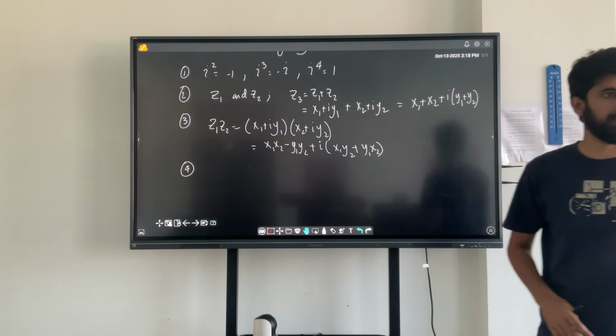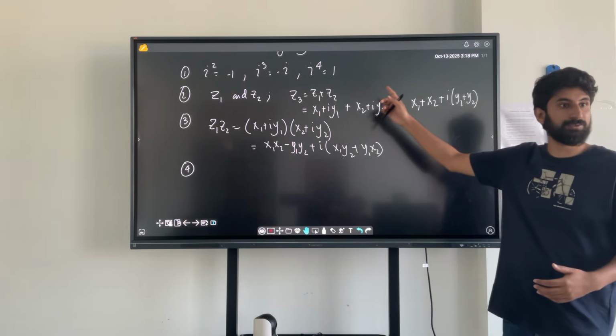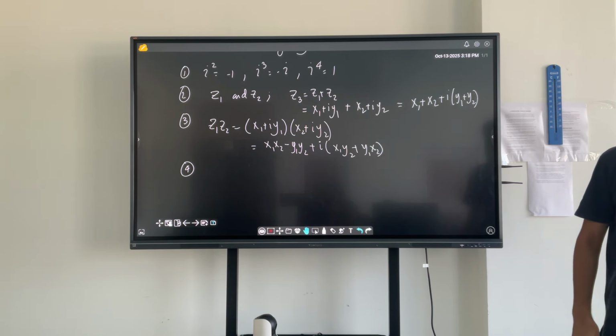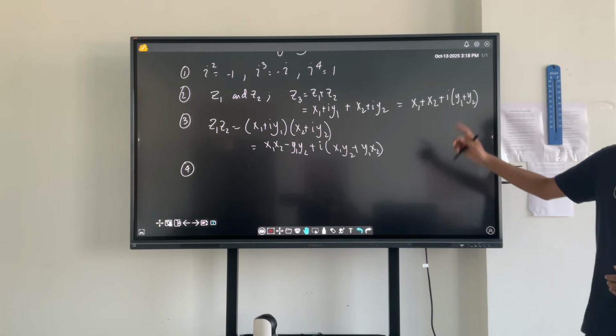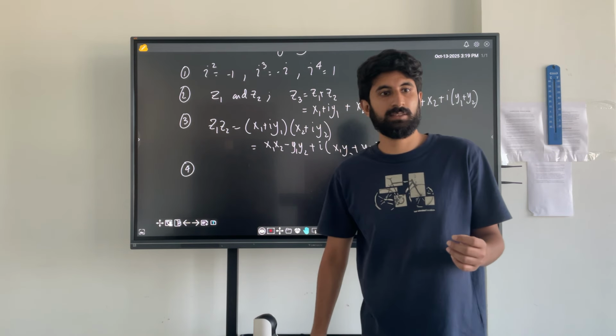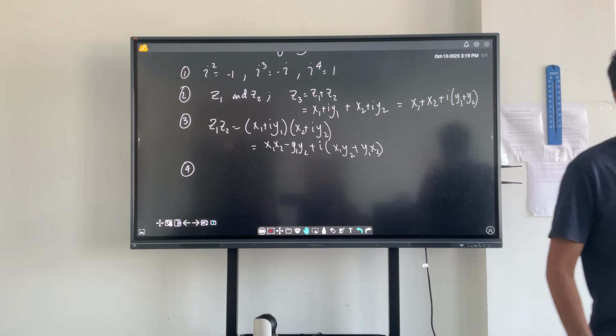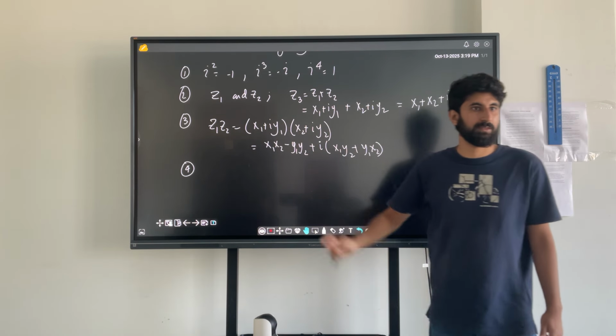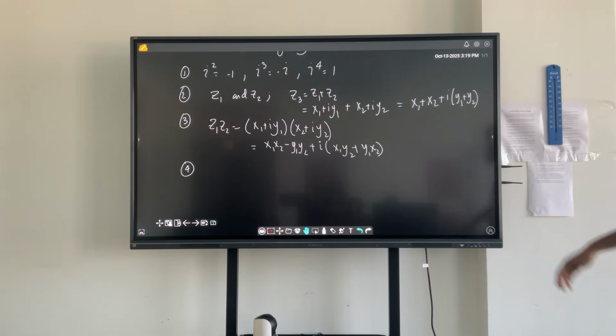Vector spaces, exactly. So this set of complex numbers forms a vector space under this addition. So a vector space of what dimension? How do you figure out a dimension? Its dimension is 2. Why? Because you need two real numbers to specify one complex number.